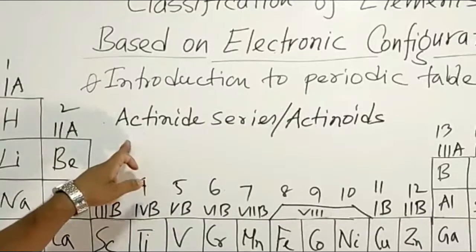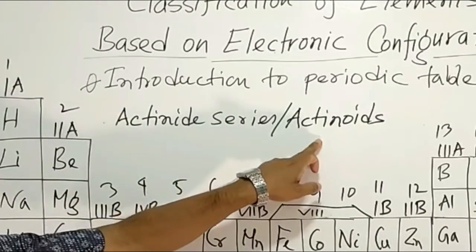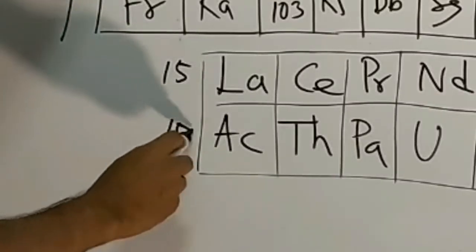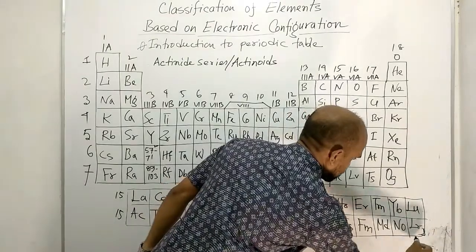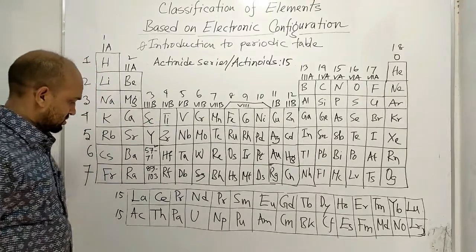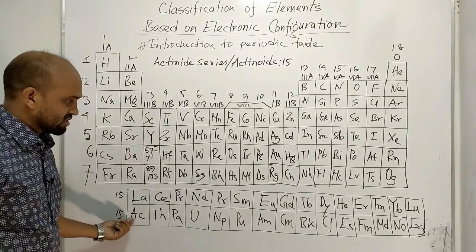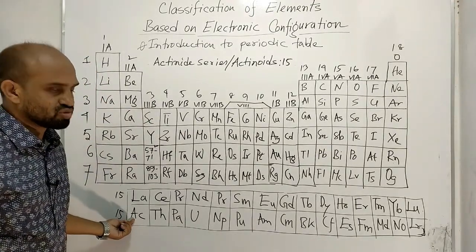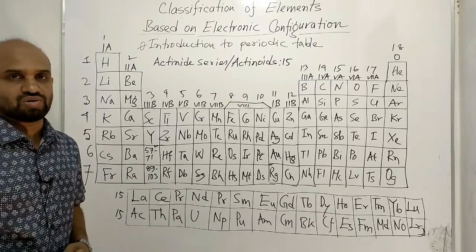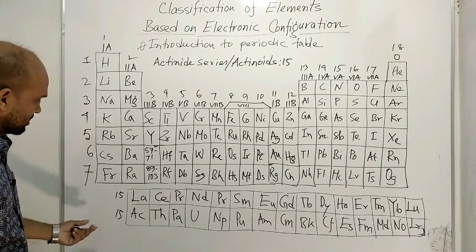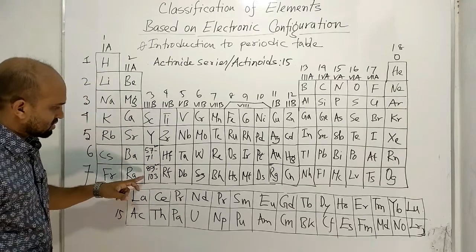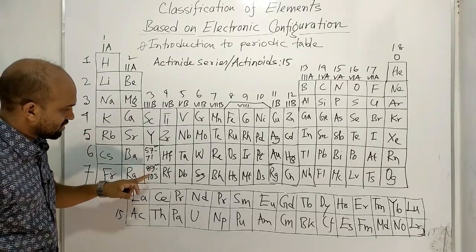Now, actinoid series or actinoids. These 15 elements here, actinium to lawrencium. These 15 elements are called actinoid series. The head element is actinium, and according to this word actinium, this series is named actinide series or actinoids. Actually, these elements are supposed to be here because of their close similarity, that is atomic numbers 89 to 103.